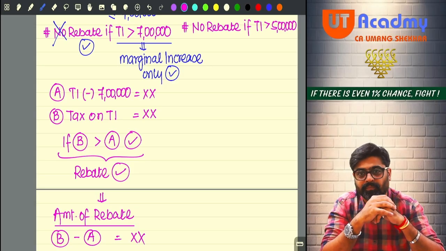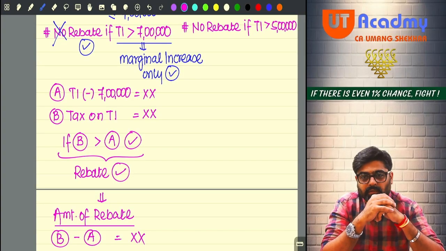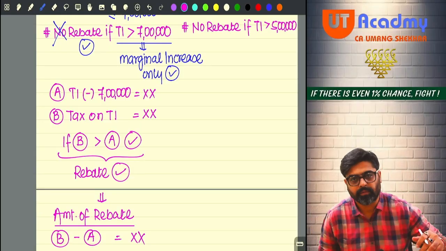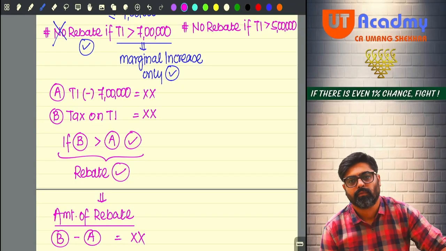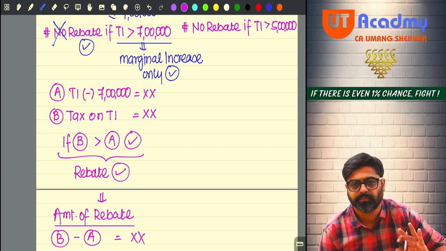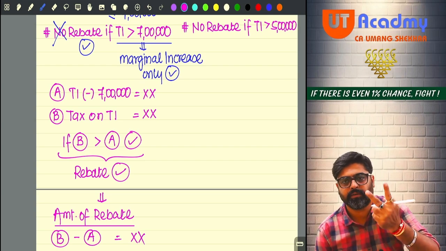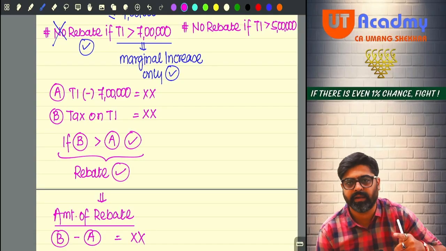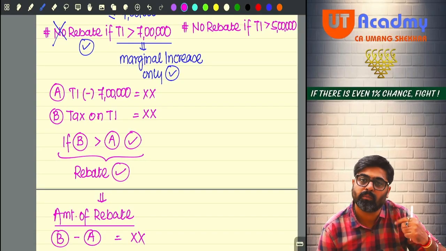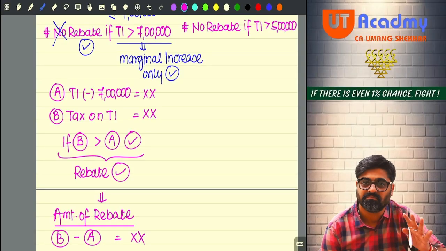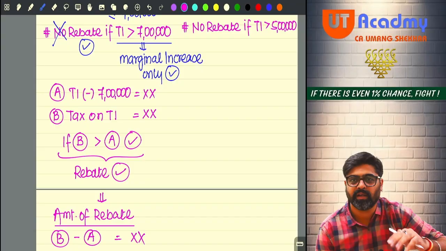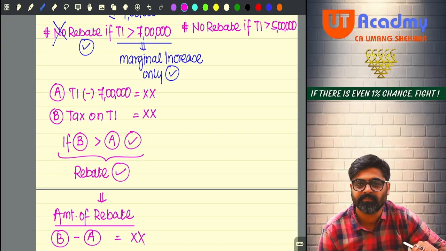What if your total income was 7,50,000? So A will be 50,000. B will be how much? Come on, calculate. What will be the tax on 7,50,000? 25,000 only. First 3 lakh no tax, then 3 to 7 lakh is 20,000, and then 7 lakh to 7 lakh 50,000, on 50,000 you are supposed to calculate 10%, which is 5,000. 5,000 plus 20,000 is 25,000. Now tell me, is the 25,000 tax more than the increase in total income of 50,000? No, you are not going to get any rebate. Pay the entire 25,000 tax plus 4% cess.